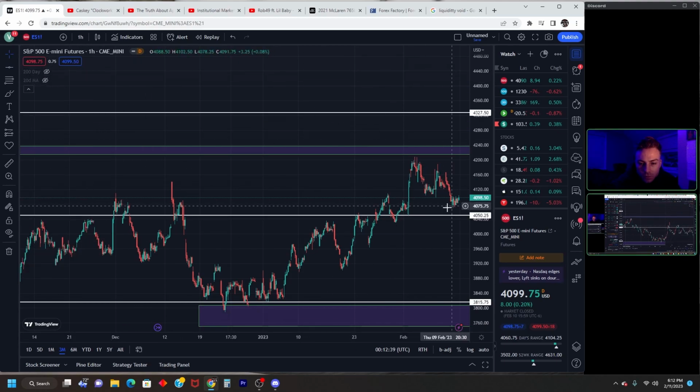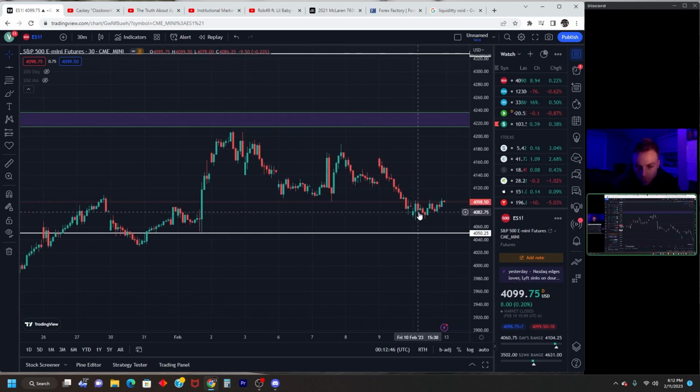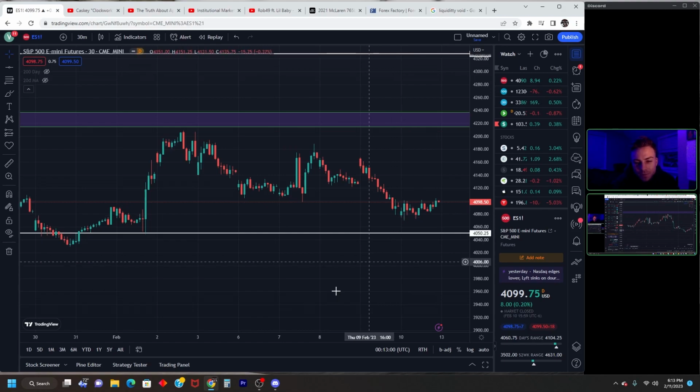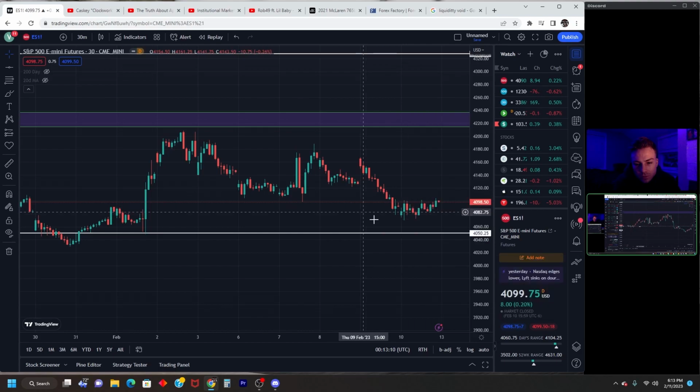Right here, we broke liquidity to the downside this last week under that 4098 area. It ended up bouncing off of 4070 and had a huge bounce up to 4100. Let's see, is that 4070? Okay, yep, that's the low of 4069. This is the gap right here that filled the daily opening gap, which I am on regular trading hours. So that was filled. Also, this gap was filled.